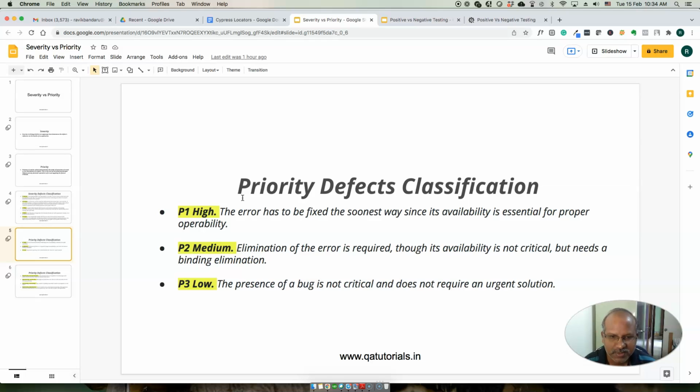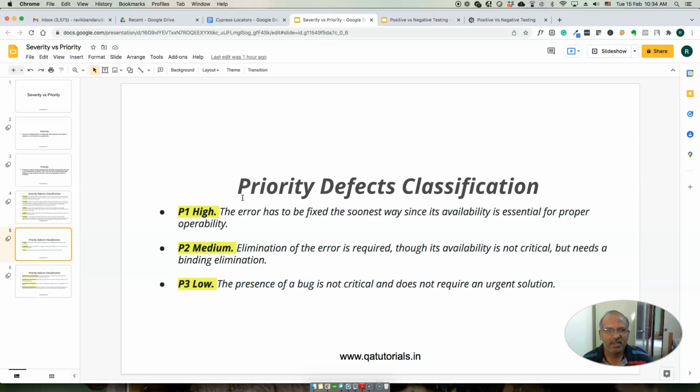Then medium. Medium means elimination of this error is required, though its availability is not critical, but it needs a binding elimination. So we can still test the application in a different way or through a different testing method, but this needs to be fixed at some point. Low means the presence of the bug is not critical and does not require an urgent solution. You can keep the low priority bugs aside, and they can be fixed later on when time permits.